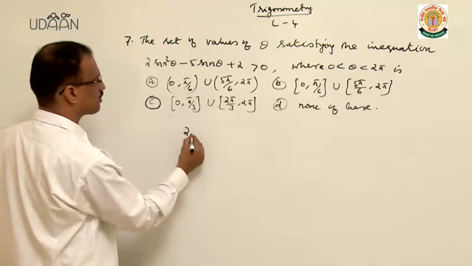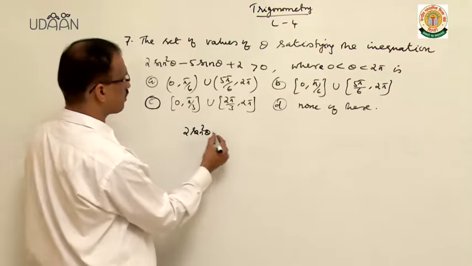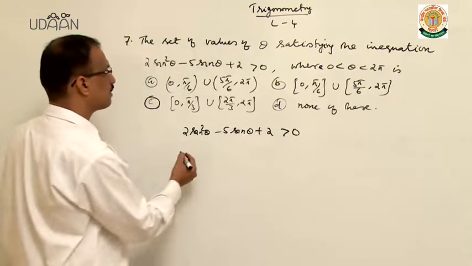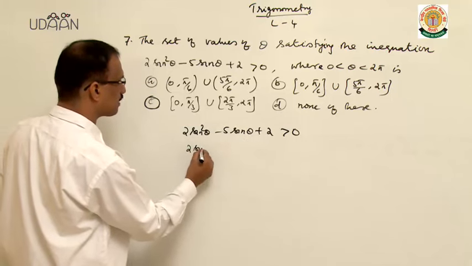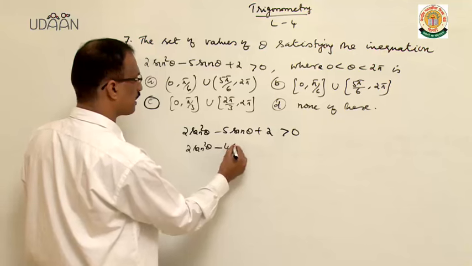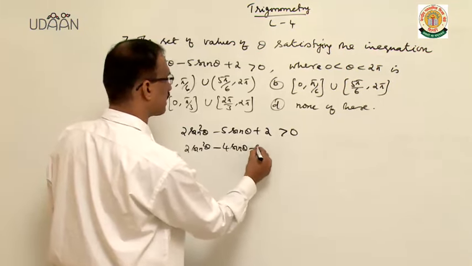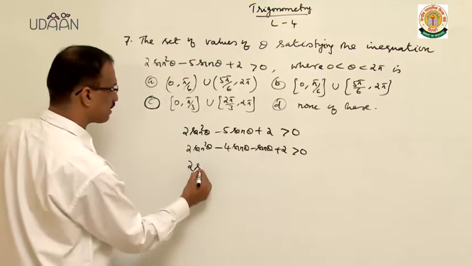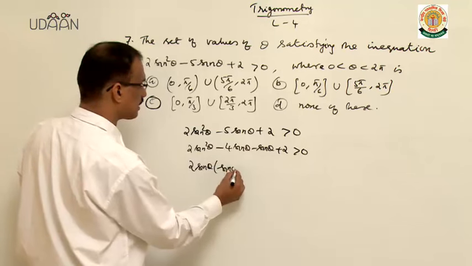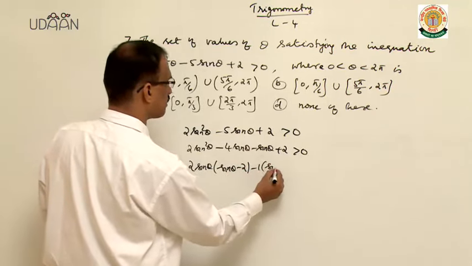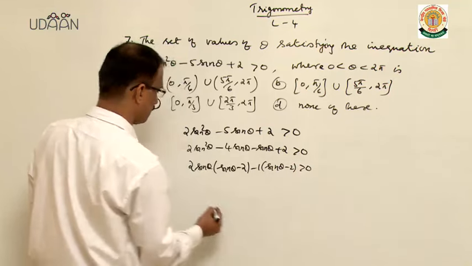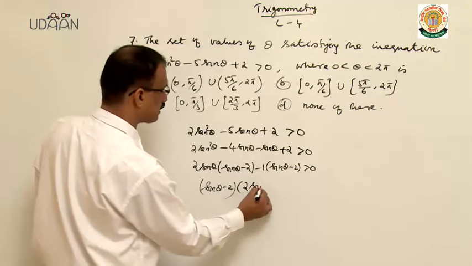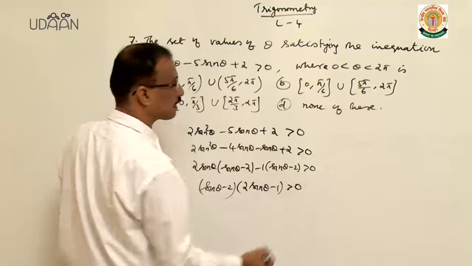Now let us take this inequation: 2 sin square theta minus 5 sin theta plus 2 is greater than 0. If you factorize this, you get 2 sin squared theta minus 4 sin theta minus sin theta plus 2 is greater than 0. Taking 2 sin theta common, we get 2 sin theta into sin theta minus 2, minus 1 into sin theta minus 2, is greater than 0. So, sin theta minus 2 into 2 sin theta minus 1 is greater than 0.